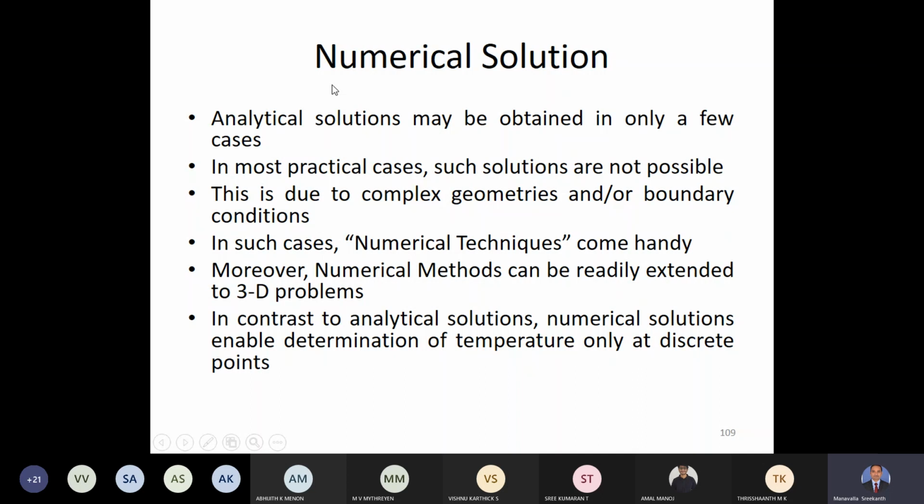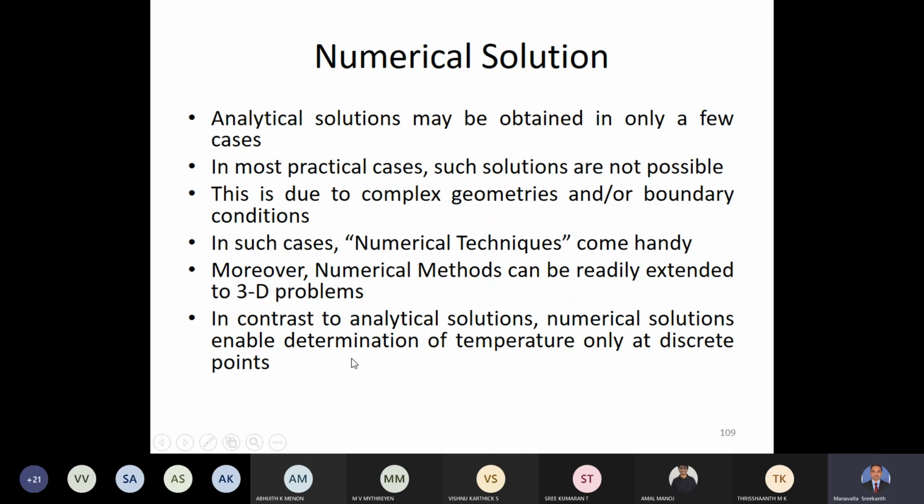If analytical solutions are not possible, and if two-dimensional graphical solutions are not possible, then what we have is the numerical techniques. Numerical techniques can be used to solve any problem: one-dimensional, two-dimensional, three-dimensional, 1D transient, 2D transient, 3D transient, or steady state also. Moreover, numerical methods can be readily extended to three-dimensional problems. So you see, all dimensions, and also the fourth dimension, time, so transient conditions also can be implemented. In contrast to analytical solutions, numerical solutions enable determination of temperature only at discrete points.